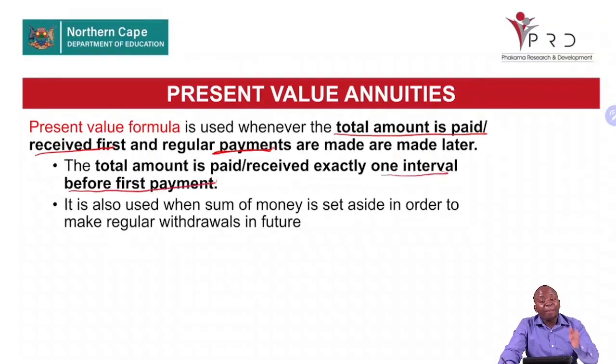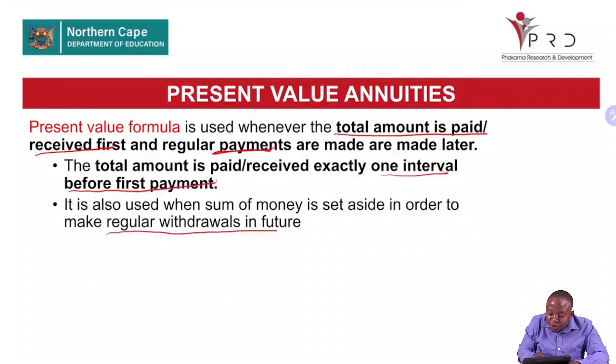We are saying the bank will give you money, will loan you money today or this month. They won't expect you to pay the money immediately. You will pay the money a month later. It is also used when the sum of money is set aside in order to make regular withdrawals in the future. This is to say, it's present.